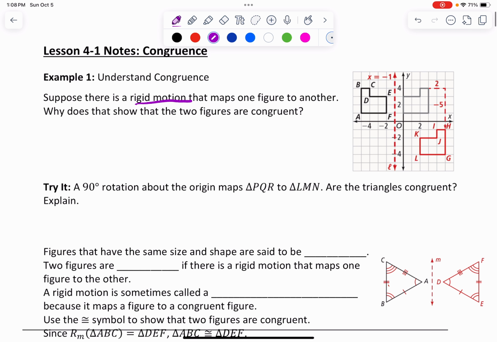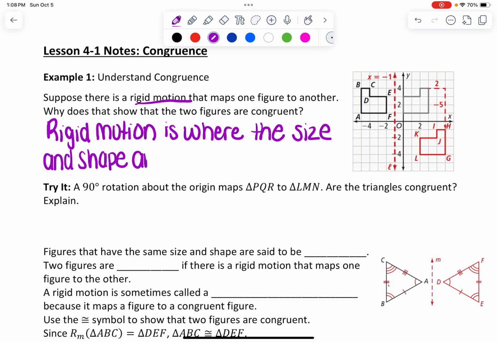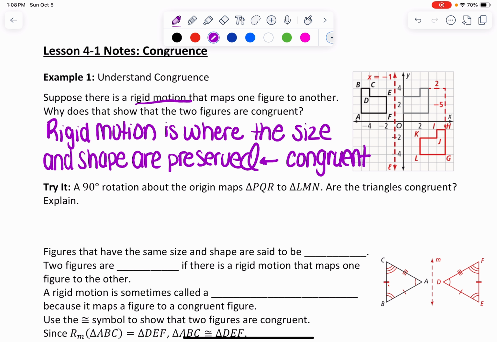Well, let's just think about what the definition of a rigid motion is. The definition is a rigid motion is where the size and shape are preserved. Well, if both the shape and size are preserved, then what that means is that the shape is the same, or in other words, the shapes are congruent. So when we talk about a rigid motion, we're also talking about congruent shapes.